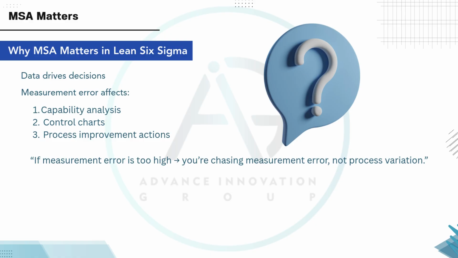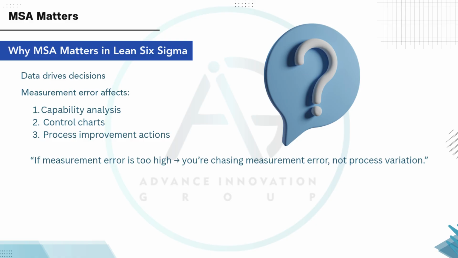Measurement errors can directly impact: 1. Capability analysis. If your measurements are inconsistent or inaccurate, your capability indices like CP and CPK won't reflect the true performance of your process. 2. Control charts. These are only useful if the data plotted is reliable. Otherwise, you may see false alarms or miss actual issues. 3. Process improvement actions. If we misinterpret the data, we might address the wrong root cause or implement changes that don't actually help the process.